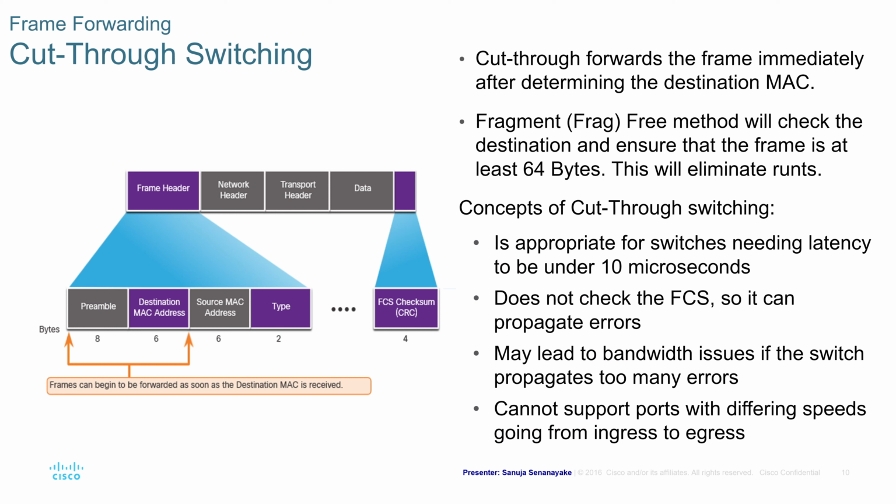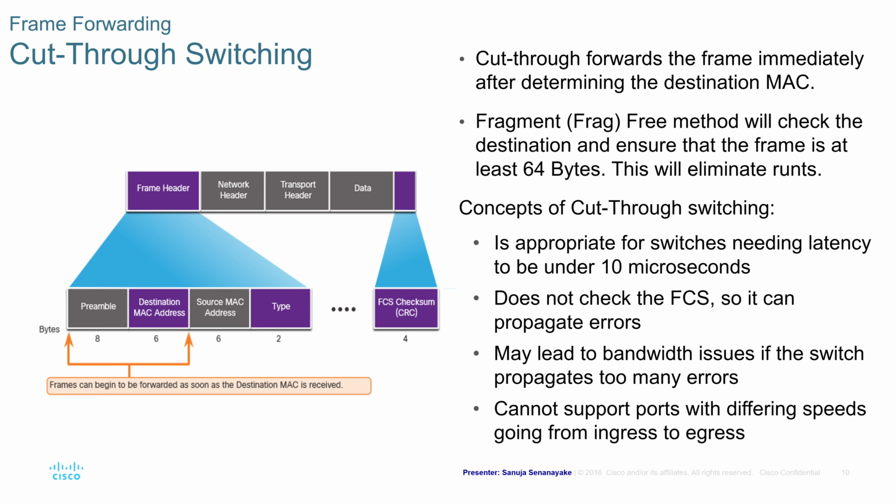In cut-through switching, it forwards the frame immediately after determining the destination MAC address. The fragment-free method will check the destination and ensure that the frame is at least 64 bytes. If it is less than 64 bytes, it will still eliminate the frame. But as soon as it sees 64 bytes and knows the MAC address the data should be forwarded to, the switch will quickly forward that frame out.